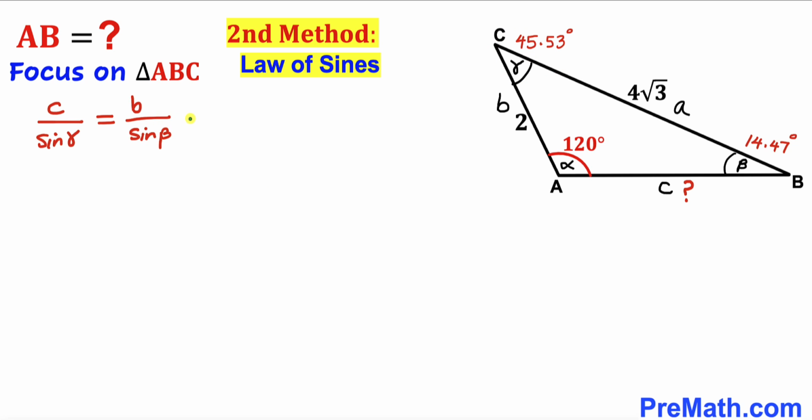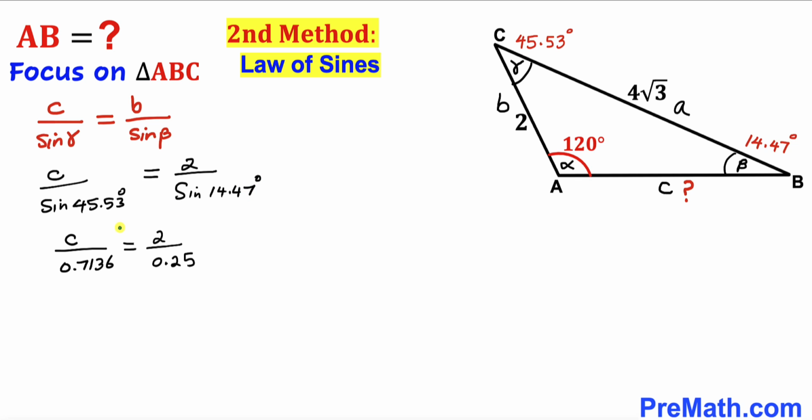And here's our next step. We are going to apply another law of sines. c divided by sine of gamma equals b divided by sine of beta. So therefore we can write c divided by sine of 45.53 degrees equals b value, which is 2, divided by sine of 14.47 degrees. And here in this next step, sine of 45.53 degrees is 0.7136. And likewise, sine of 14.47 degrees is 0.25.